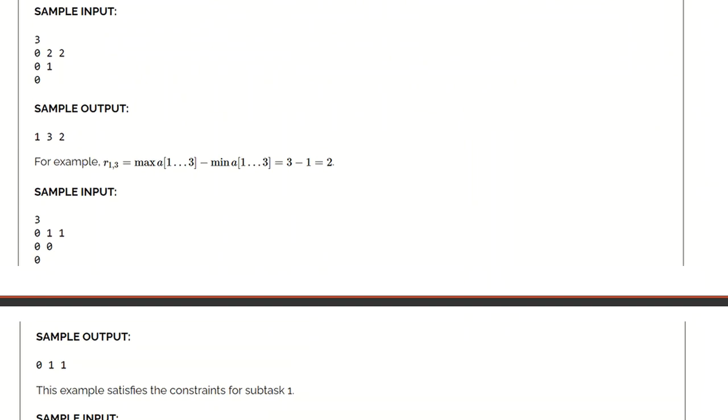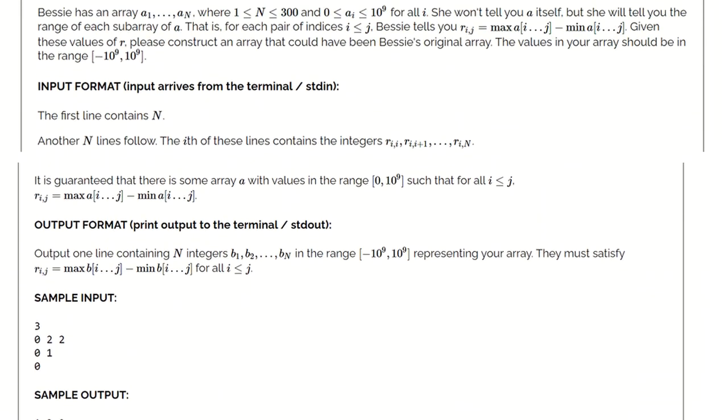For example, for this input output, let me explain for you. Here it says 3, we have 3 elements, for example A1, A2, A3. And 0 means range in this part means maximum minus minimum. A1 minus A1 is obviously 0. So that's the reason all of them are 0. For this one, maximum minus minimum between these two numbers equals 2. For this part, again, the maximum of A1, A2, A3 minus the minimum of A1, A2, A3 is 2.